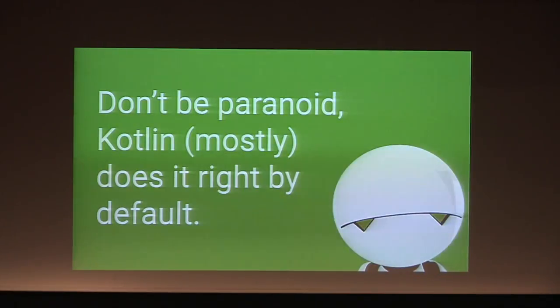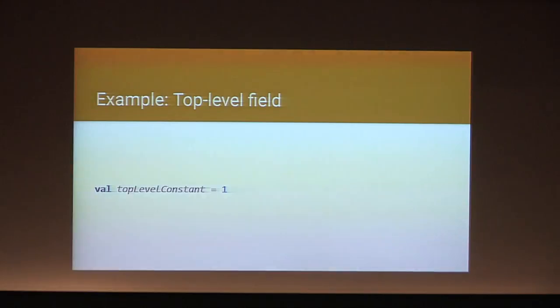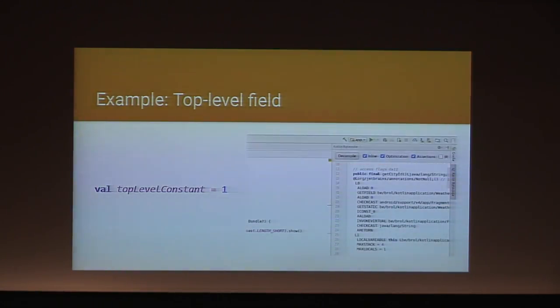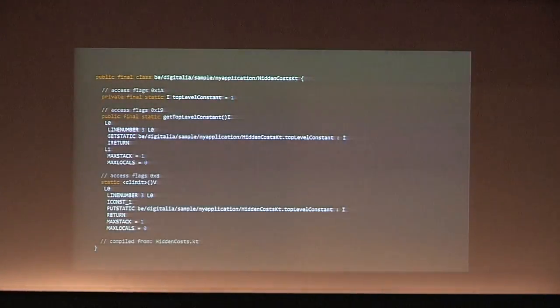So first, don't be paranoid. Kotlin mostly does the right thing by default, so there are many things I'm not going to talk about today, and you can assume that they are really optimized and safe, and you don't need to worry about them. So here is a simple example. This is probably one of the simplest code examples you can write in Kotlin. It's just a simple top-level field in a Kotlin file. And then after you write this, you can open in Android Studio the Show Kotlin Bytecode panel, and this will actually show you the Java bytecode. But there is also a little decompile button at the top, which is very handy to see the Java representation of it. So here's what it looks like.